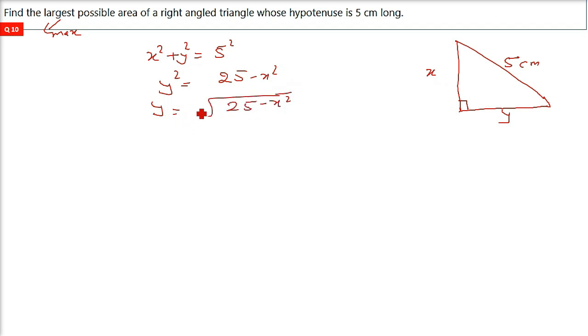So when you have this under root, y equals this one. I am not writing plus minus because the distance or the length cannot be negative. That's why I am not taking negative. Otherwise it would come as plus minus. I am purposefully ignoring the negative sign.